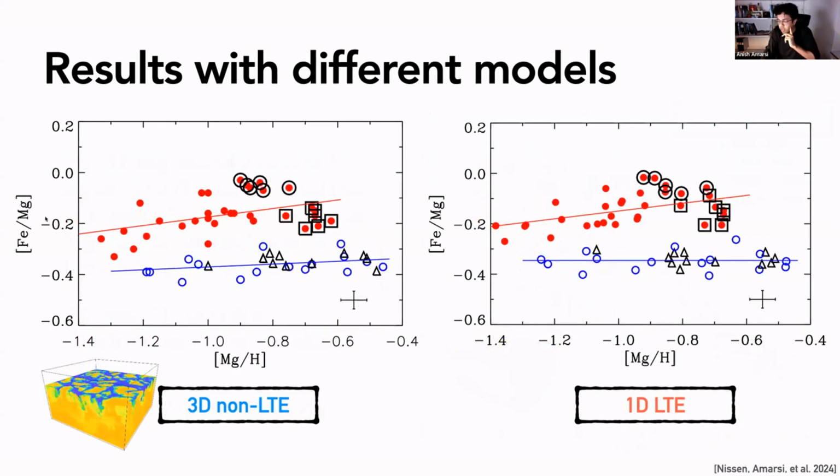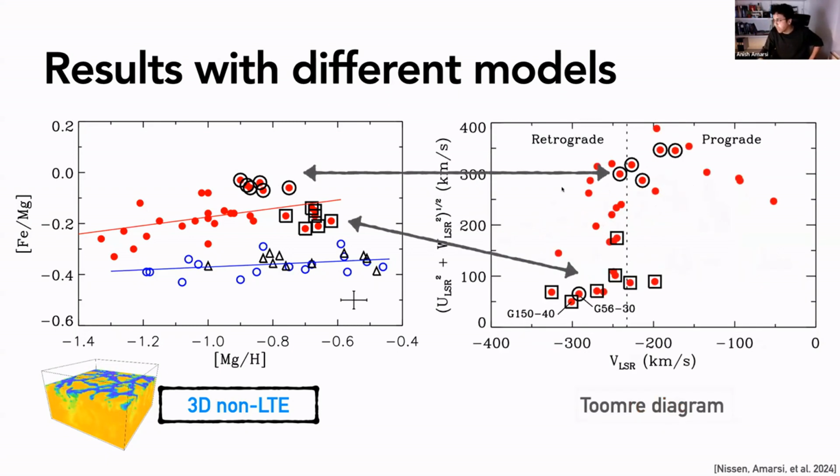Now, what's being plotted is iron on magnesium versus magnesium on H, but we still see this separation much more clearly in 3D non-LTE than in 1D LTE. And now if we look in the Toomre diagram, it does turn out that these substructures do indeed separate out.